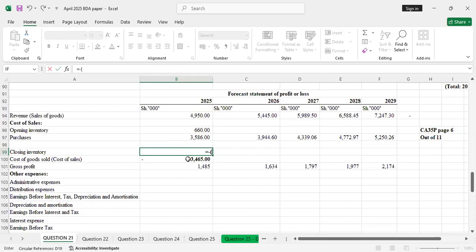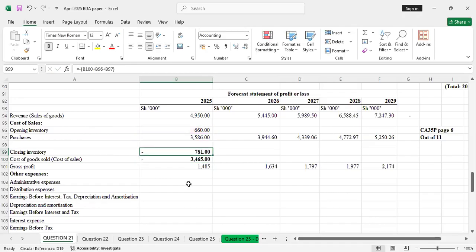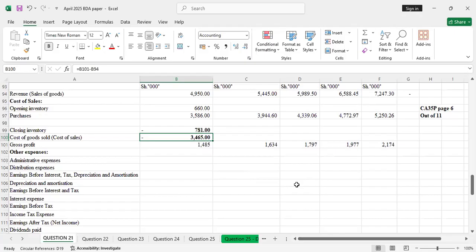So I'll say bracket, I'll pick this plus this plus this. You are making the closing inventory the subject of the formula. Then you enter. You'll get 781, which is negative, as the closing inventory. So even when you say opening stock is 660 plus purchases less 781, you'll get 3465 as the cost of sales. Yes, I can do it here, you see.